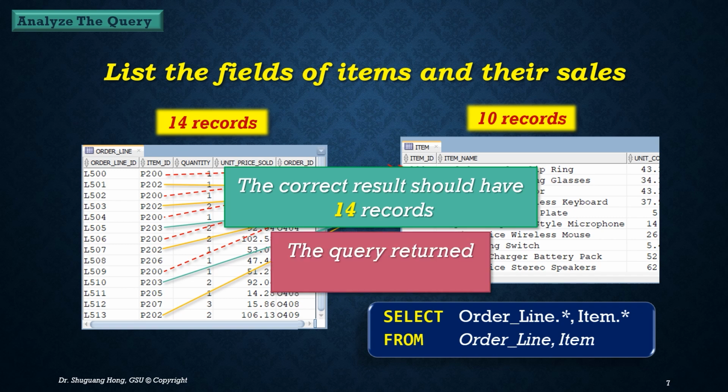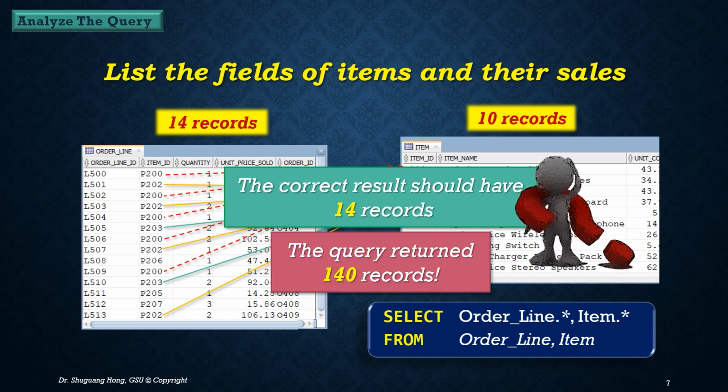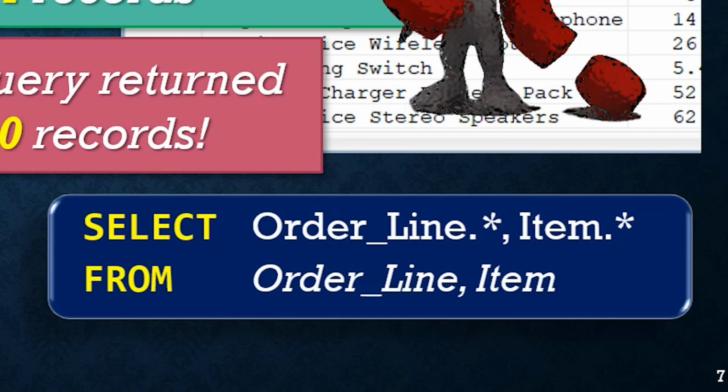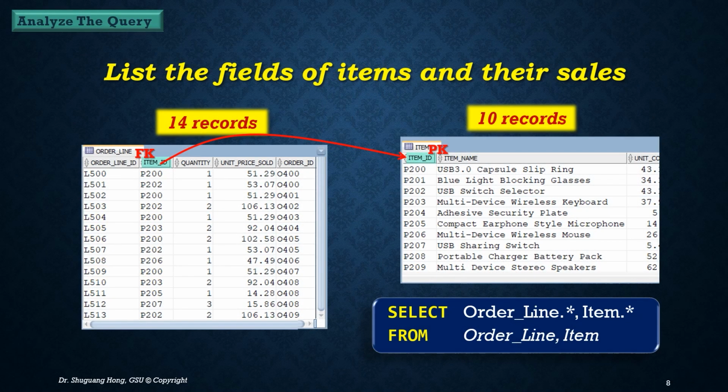But the query returned 140 records. What went wrong? The SQL query contains several mistakes. 1. It listed only the order line table and the item table in the FROM clause without specifying how they should be joined. 2. It assumed the database would automatically match rows using the foreign keys and primary keys. 3. It did not explicitly define a join condition in the SQL query.